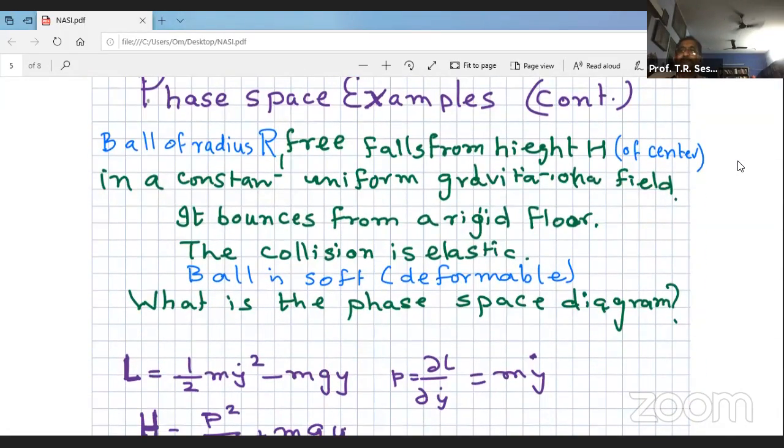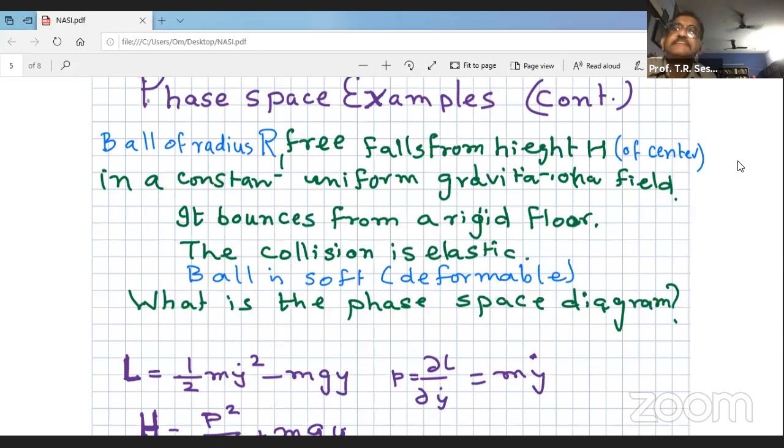Now I will come to the thing which people were asking about yesterday. People were very disturbed, understandably so, that the phase space diagram was discontinuous when I was dropping a particle on a rigid floor. So now I will take a realistic case. I will keep the floor rigid, but instead of a particle, I will take a ball, and the ball is deformable. That is, it is not rigid.